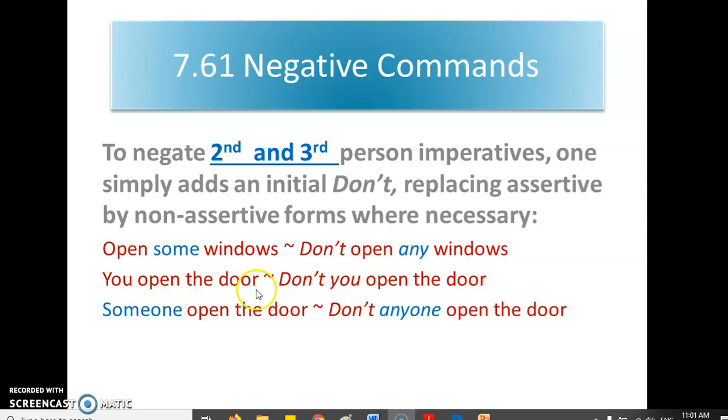"You open the door." "Don't you open the door." Here, negative. "Someone open the door." "Don't anyone open the door." So here, when we add the negative, we change from assertive "someone" into non-assertive "anyone."